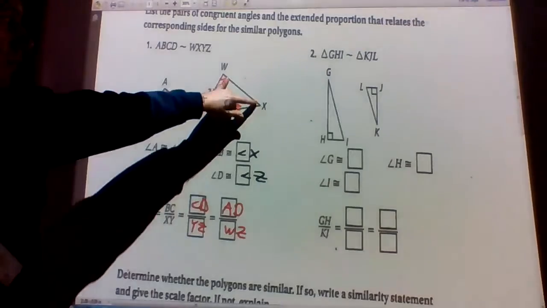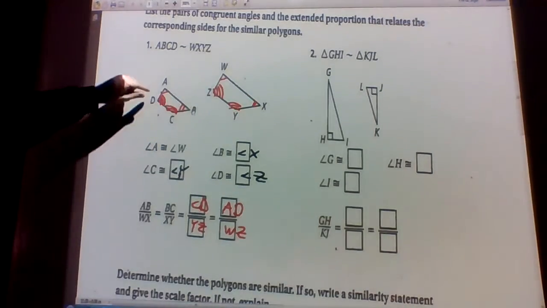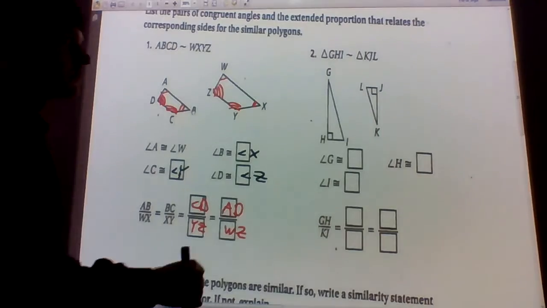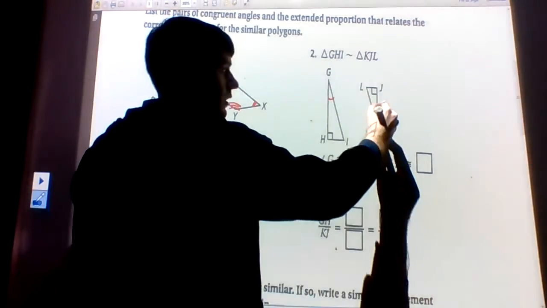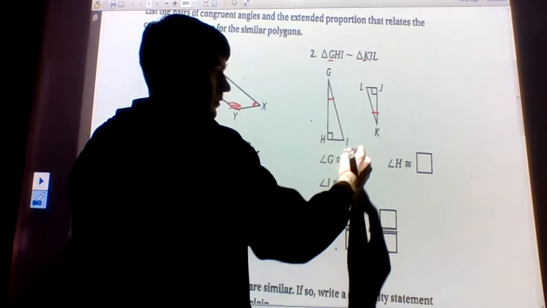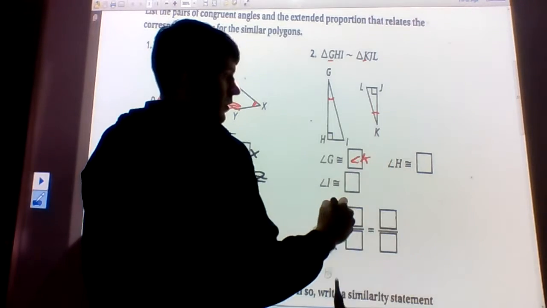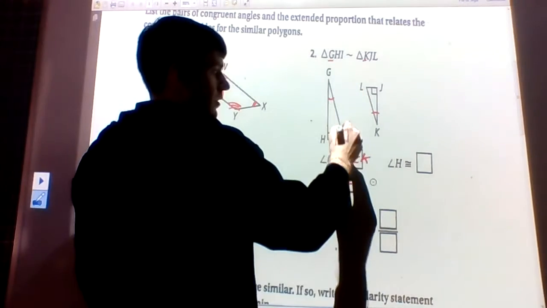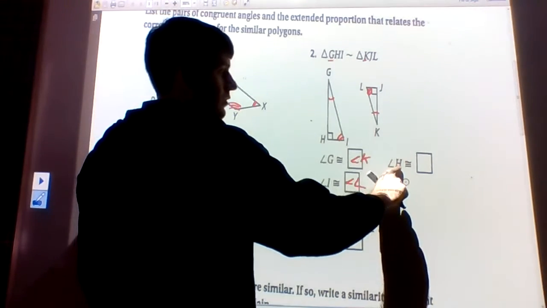AB matches up with WX, BC with XY, CD with YZ, and then AD with WZ. Okay, here we have triangles. So again, it helps to look at the similarity statement. So angle G is going to be congruent to angle K. Angle I is congruent to angle L. I with L. And then J with H.